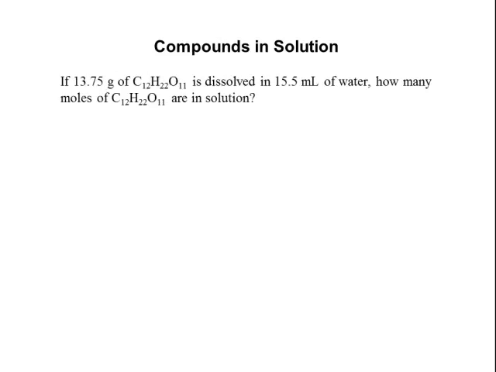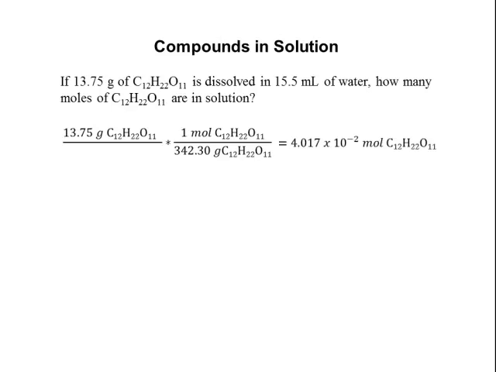Alright, if I have 13.75 grams of C12H22O11 dissolved in 15.5 milliliters of water, how many moles of C12H22O11 are in solution? This is where I've started with the mass now, not moles. Remember, I can't just break it up into ions from the grams. I have to start with the moles. So if I have grams, what do I do to get it to moles? Well, I'm going to use my molar mass. So I'm going to start with the 13.75 grams. And 1 mole of that C12H22O11 is 342.30 grams of C12H22O11. Multiply those out, I get 4.017 times 10^-2 moles of C12H22O11.